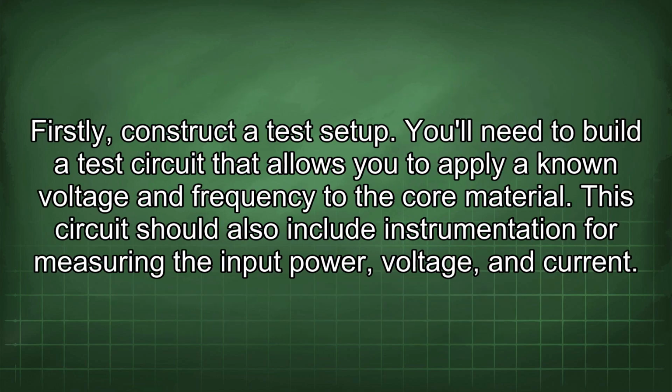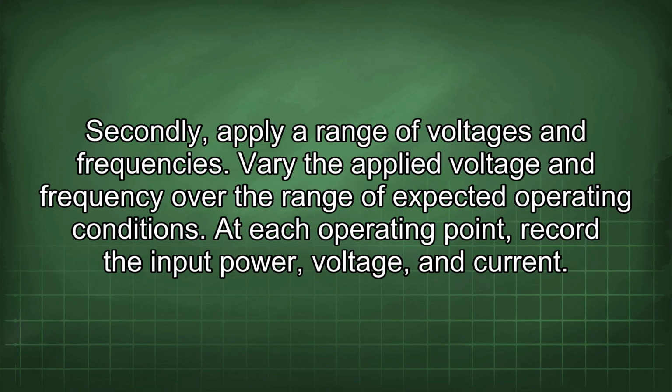Firstly, construct a test setup. You'll need to build a test circuit that allows you to apply a known voltage and frequency to the core material. This circuit should also include instrumentation for measuring the input power, voltage, and current. Secondly, apply a range of voltages and frequencies. Vary the applied voltage and frequency over the range of expected operating conditions. At each operating point, record the input power, voltage, and current.